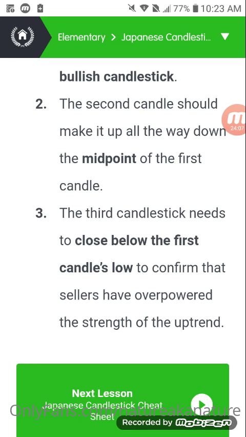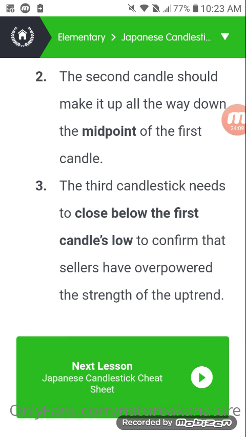All right, gang. In our next video, we are going to go over the Japanese candlestick cheat sheet for y'all. This was just a quick review of Japanese candlesticks 101. Part 2 next, I've got the Japanese candlestick cheat sheet for y'all.